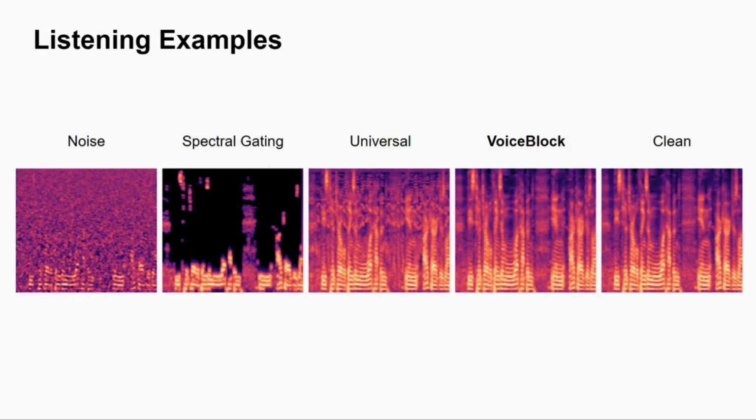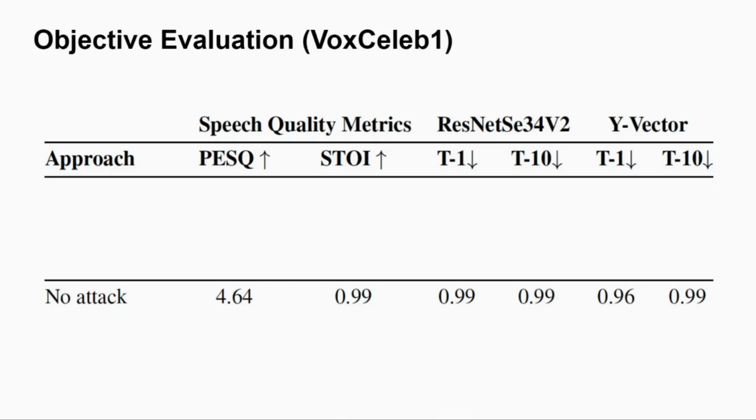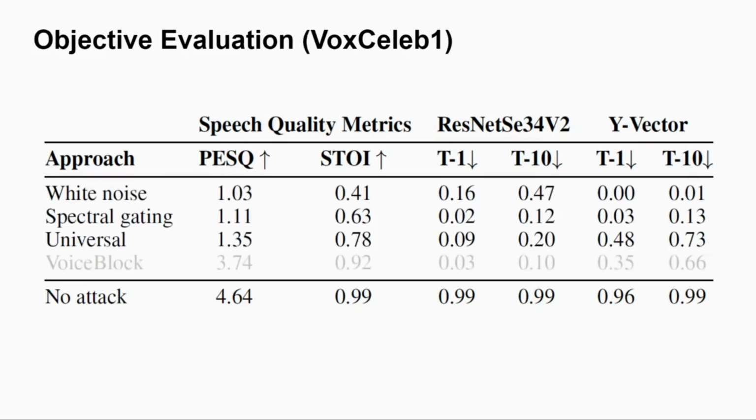To evaluate our proposed method, we compare de-identification performance over the VoxCeleb1 dataset against seen and unseen speaker recognition systems. We evaluate this performance in terms of top 1 and top 10 retrieval accuracy and compute standard speech quality metrics to evaluate the perceptual quality of each approach.